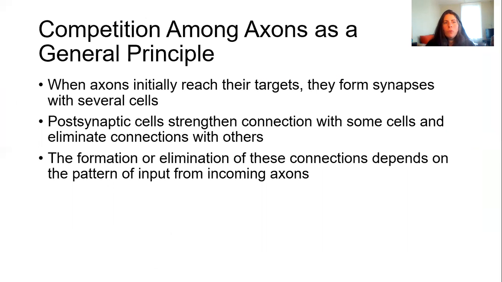So the general rule is that there is competition among axons. When axons reach their targets, they form synapses with several cells. The postsynaptic cells strengthen connections with some cells and eliminate connections with others. The formation or elimination of these connections depends on the pattern of input from incoming axons.